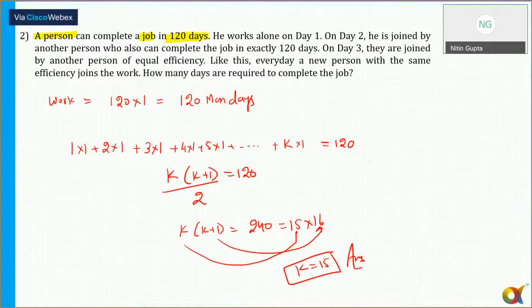Now tell me if there are any doubts in this question. Question number 2. Anyone? No. Can you all hear me properly?